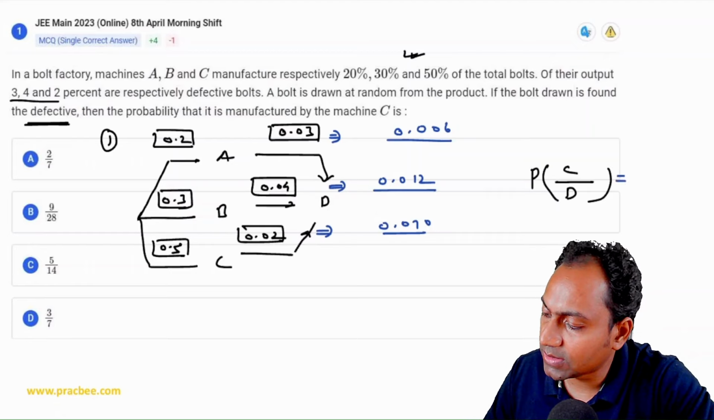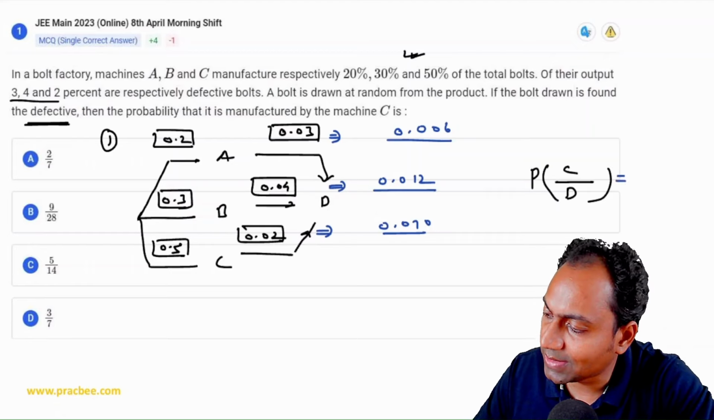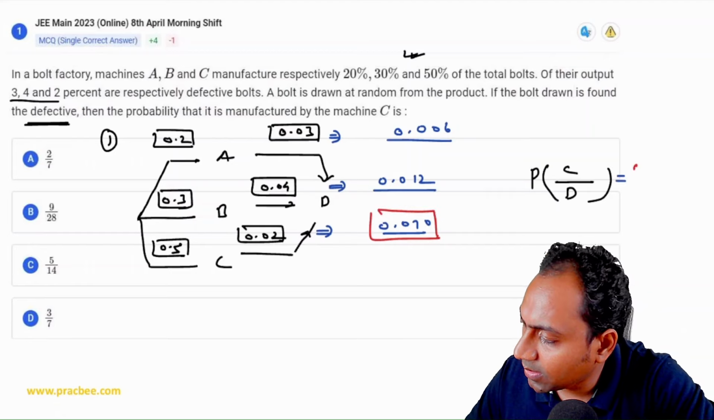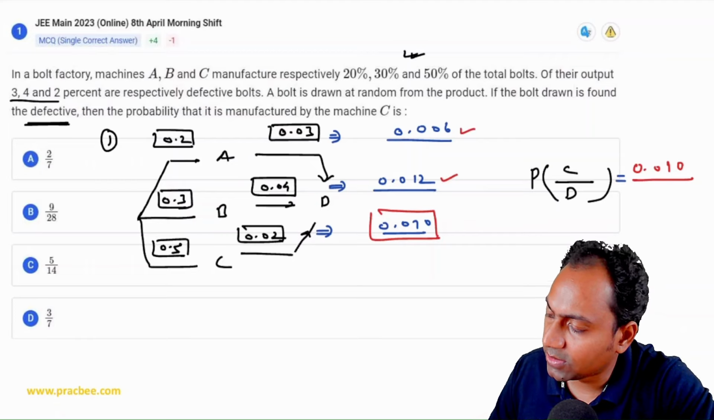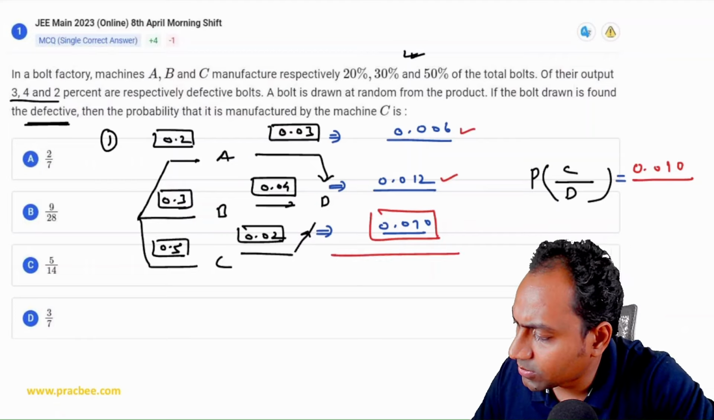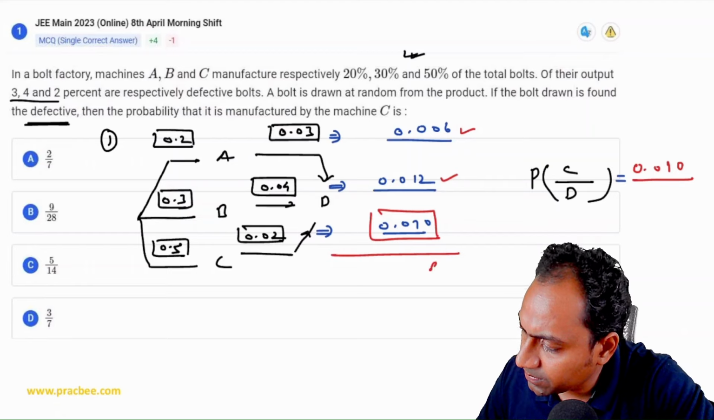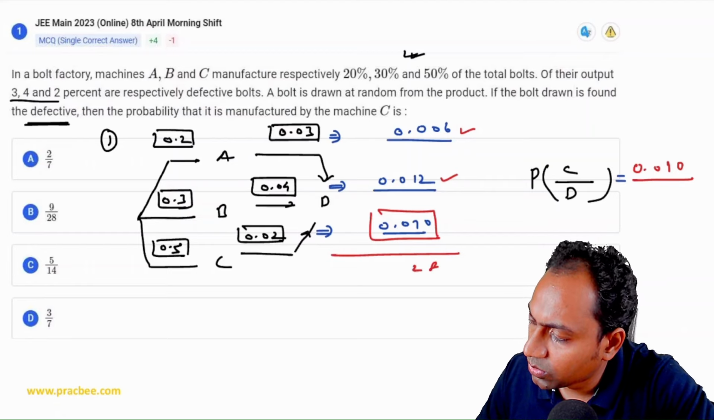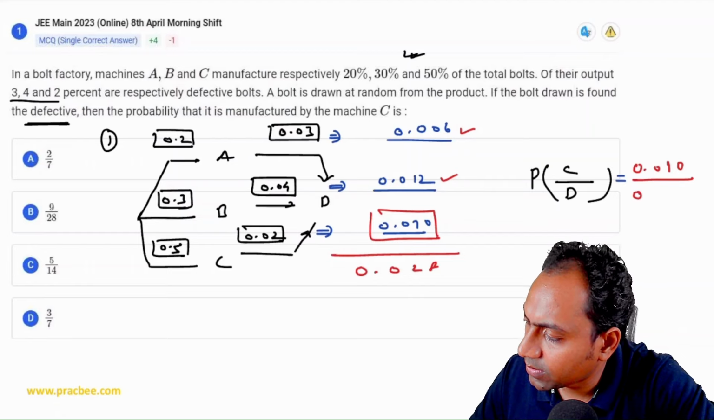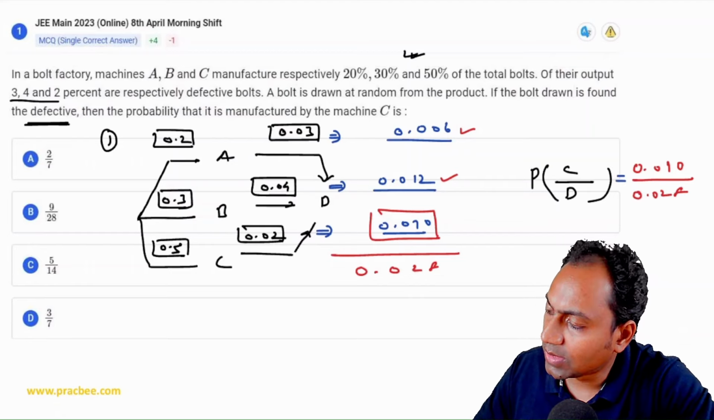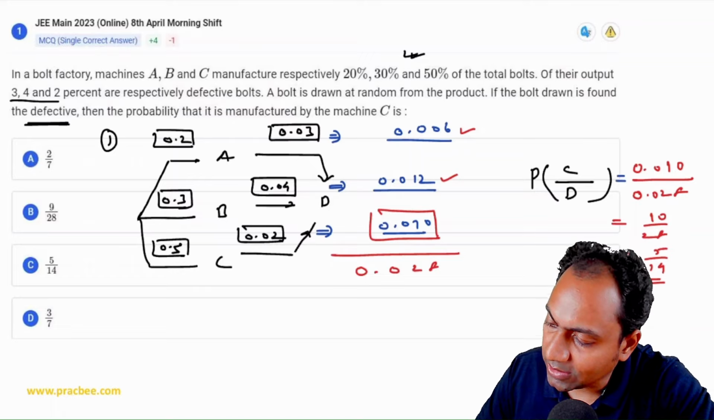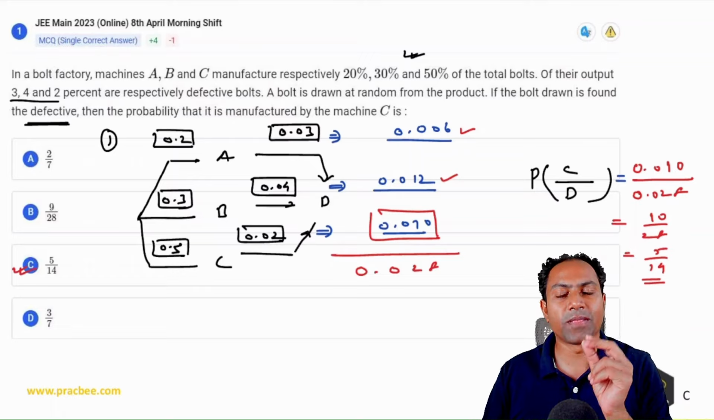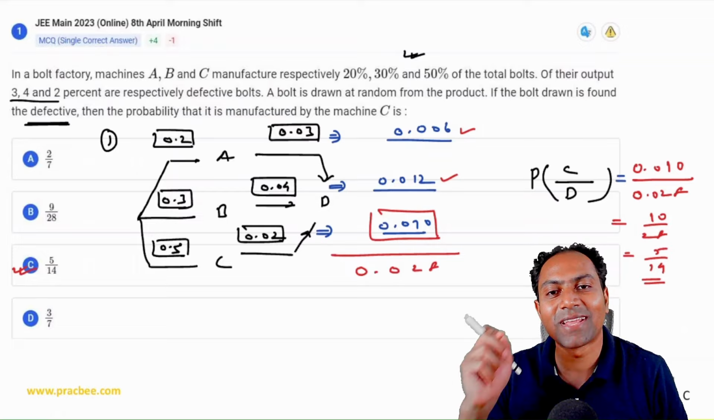Now if you want to find this probability, it is very simple. Whatever we are getting corresponding to path C, we will take this part, that is 0.010, and we'll divide by the sum of these three. So if I sum it out, it comes out to be nothing but 0.028. So the answer comes out to be nothing but 10 by 28, which can be simplified into 5 by 14. And this is nothing but option C. So a direct tree diagram based question, based on a direct formula also.